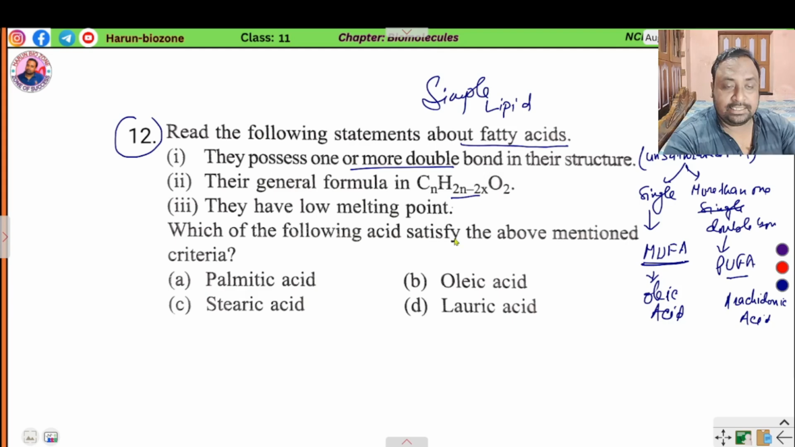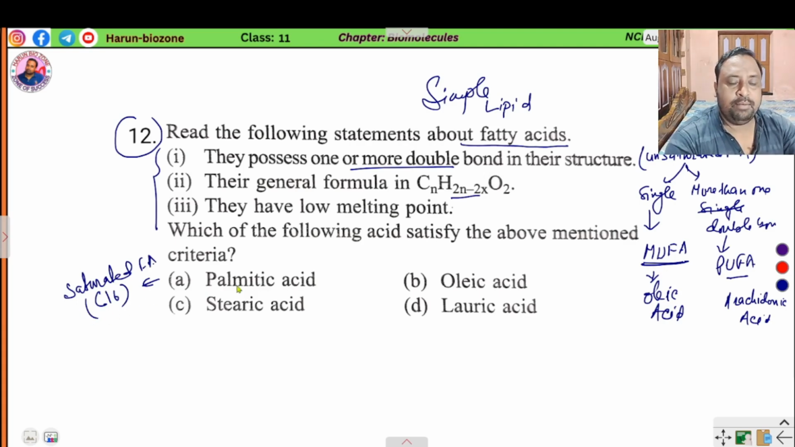Which of the following fatty acids fulfills these three criteria: one or more double bonds in their structure, the general formula CnH2n-2XO2, and a low melting point? Palmitic acid is a saturated fatty acid. Saturated means there is no double bond in the fatty acid. It is a C16 fatty acid.